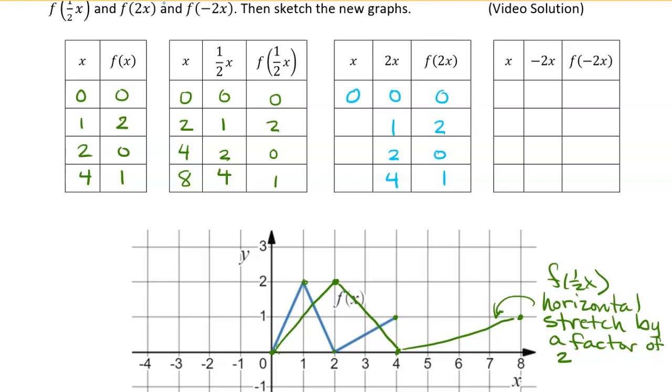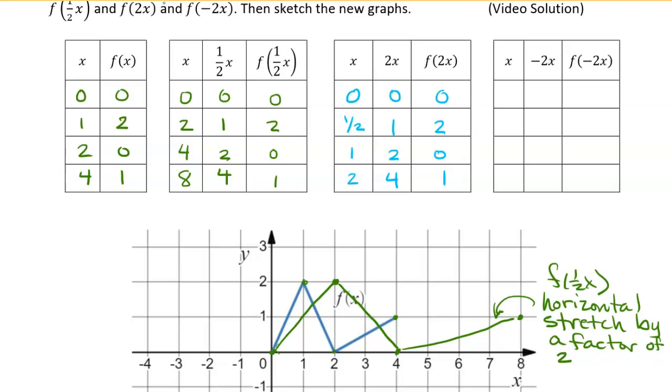If the input to the function is 1, and the input to the function is 2x, and I want 2x to be 1, then what does x have to be? It has to be 1/2, right? If the input to the function is 2x and 2x is equal to 2, then x is 1. And if the input is 2x and I want 2x to be 4, then x has to be 2, because 2 times 2 gives you 4.